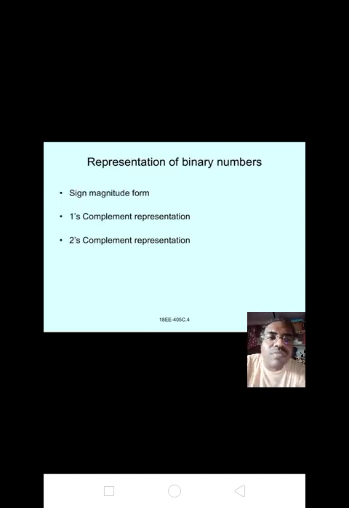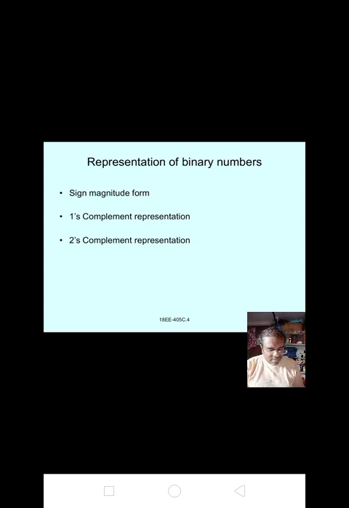Now, representation of binary numbers: sign magnitude form, 1's complement representation, and 2's complement representation. It is very simple, you can learn this. This concept is 1's complement. Simple. 1111 is the question. You want to perform 1's complement for this. 1's complement for 1111 is 0000. If it is 0000, the 1's complement is 1111. Simple.